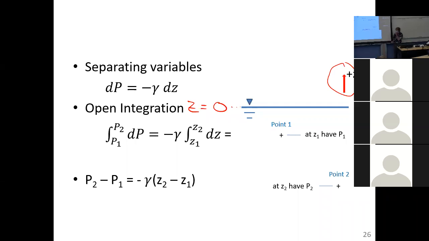You can group like variables. You can divide the whole thing by the specific weight. It doesn't change what it's saying. What it's saying is if you go from either 1 to 2 or 2 to 1, it doesn't really matter which way you're going. There's a change in pressure. Why? Because you had a change in elevation. The magnitude of that change in pressure has everything to do with the specific weight of the fluid and how far you went.